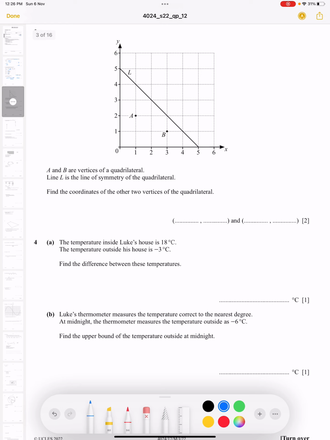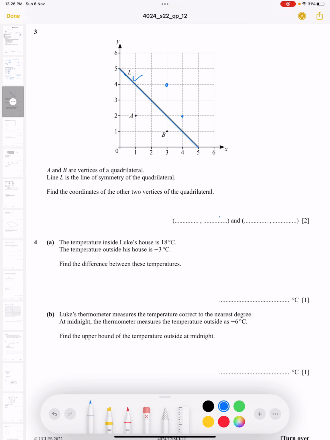Okay, move to next question. A and B are vertices of a quadrilateral. Line L is the line of symmetry of the quadrilateral. This is line L here. Find the coordinates of the other 2 vertices of the quadrilateral. So we know that line of symmetry acts as a mirror line. So in this case, the mirror image of A will be formed here. And similarly, the mirror image of B will be here.